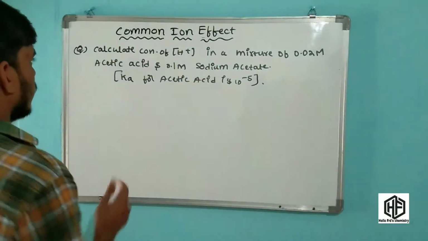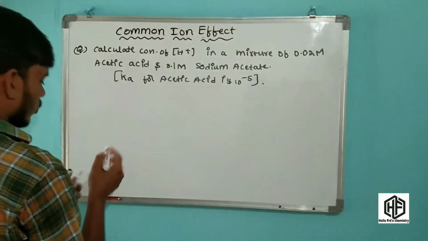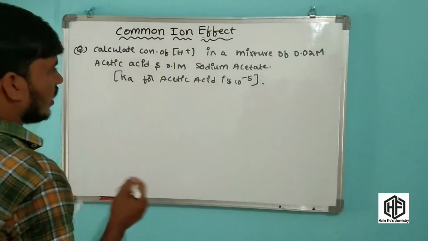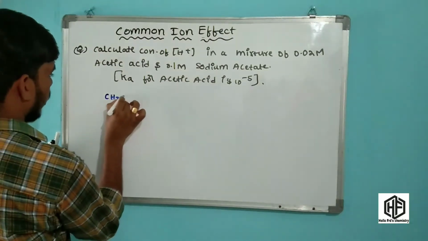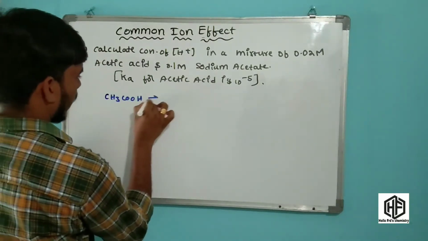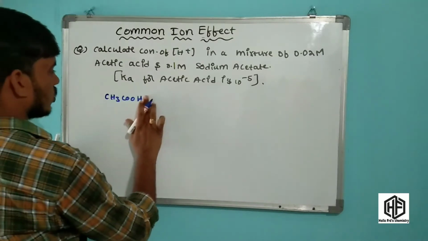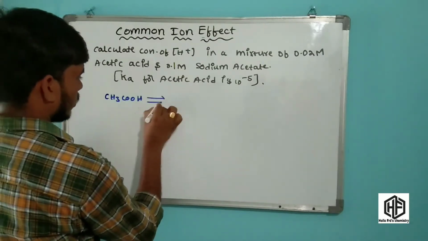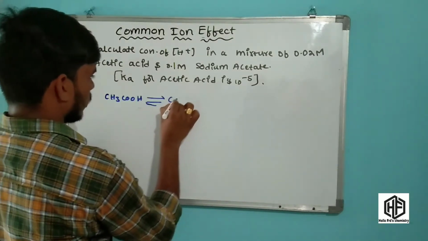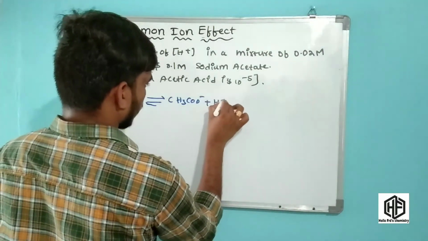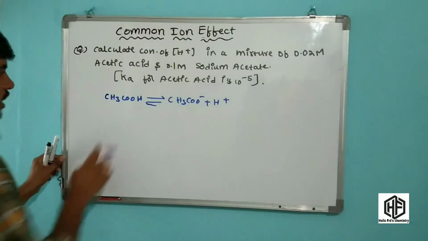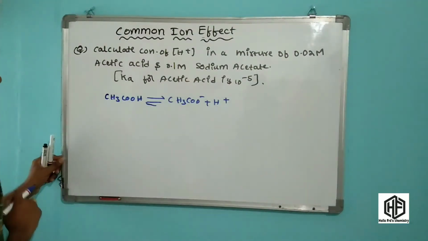Now friends, acetic acid is a weak acid. This is the weak electrolyte. Acetic acid is CH3COOH. This is the weak acid. It is partially dissociated, friends. Partially dissociated means CH3COO minus and H plus are present there.